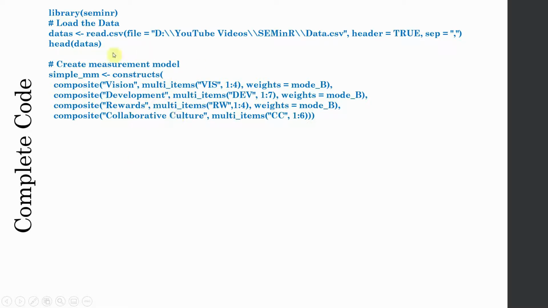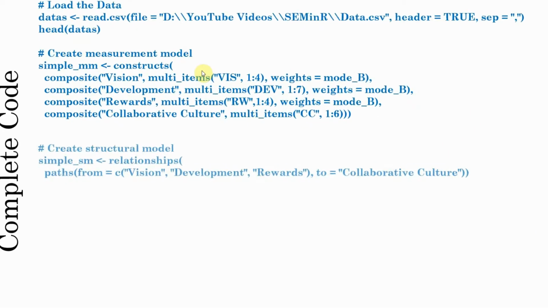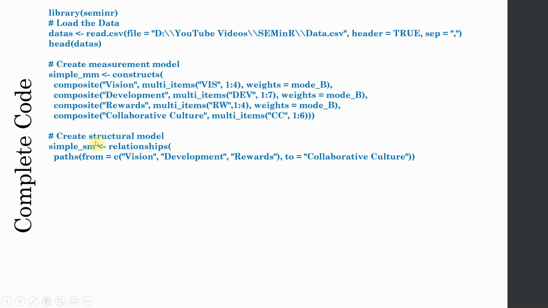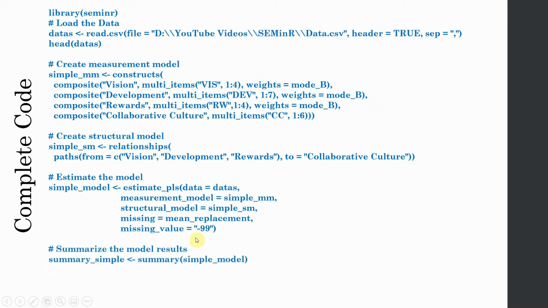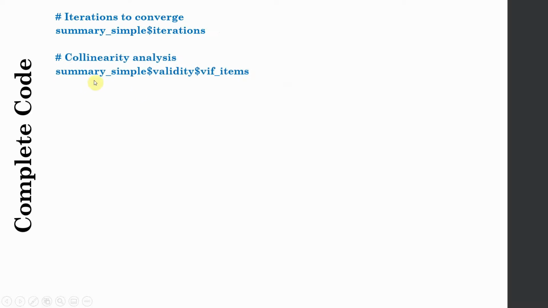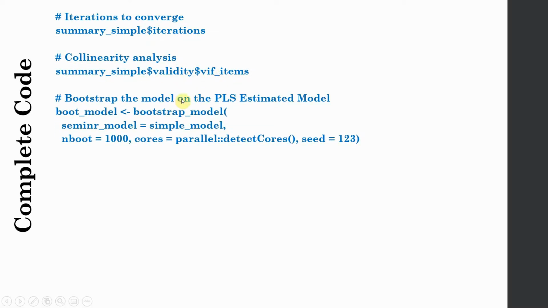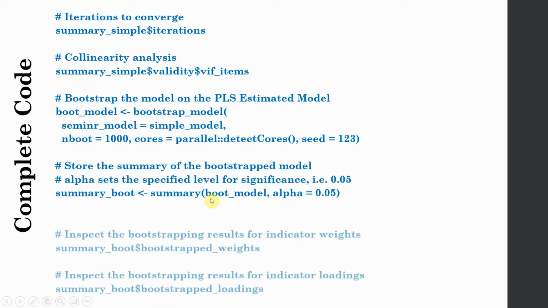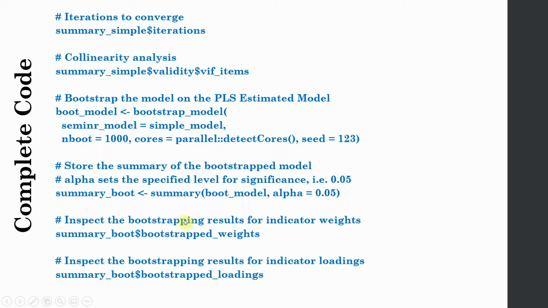I'm just going to quickly review this complete code. Again, we load the library, we load the data, we create the measurement model. The important point here is weights mode B. If you have got a formative model or formative construct, make sure you add these weights. Now look at this, there are no weights here because this is a reflective model. Then you create your structural model as we've been doing all along. You estimate your model and then you summarize your estimated model. You can have descriptive statistics, you can have iterations, you can have collinearity for each of the items. Obviously, if it's formative, then you bootstrap the model. And once it's bootstrapped, the results are stored in this summary object and you inspect your weights and loadings. So this is how you evaluate and validate a formative model.